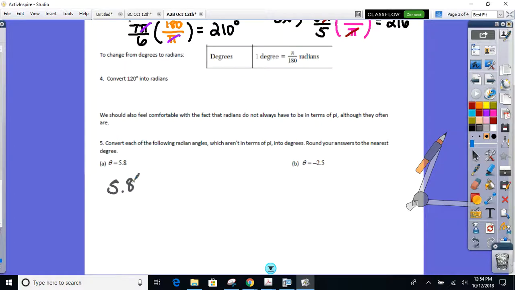Nothing changes. What do you still multiply by to go from radians to degrees? 180 over pi, but guess what's just not going to happen here? I'm just not going to cancel the pi's out. I'm going to put it in my calculator and divide by it now. So yes, it is possible that sometimes your radians won't have a pi with it, but we can still convert it to degrees. And the directions say nearest degree.